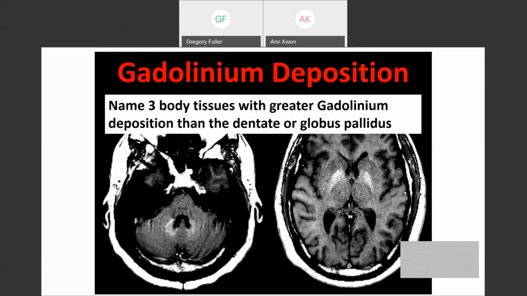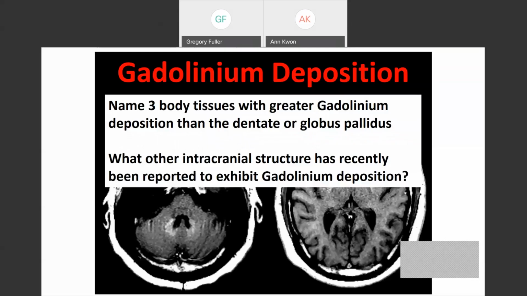All right. Here's your first question. Now here's the current knowledge. Your current knowledge base. I want 2 answers. Number 1. Name 3 body tissues with greater gadolinium deposition in this scenario. And the scenario is multiple MRI studies with gadolinium, particularly if they involve the earlier linear non-ionic chelates, which tend to let go of the gadolinium. Name 3 body tissues that have more gadolinium deposition in that scenario than the dentate or the globus pallidus.